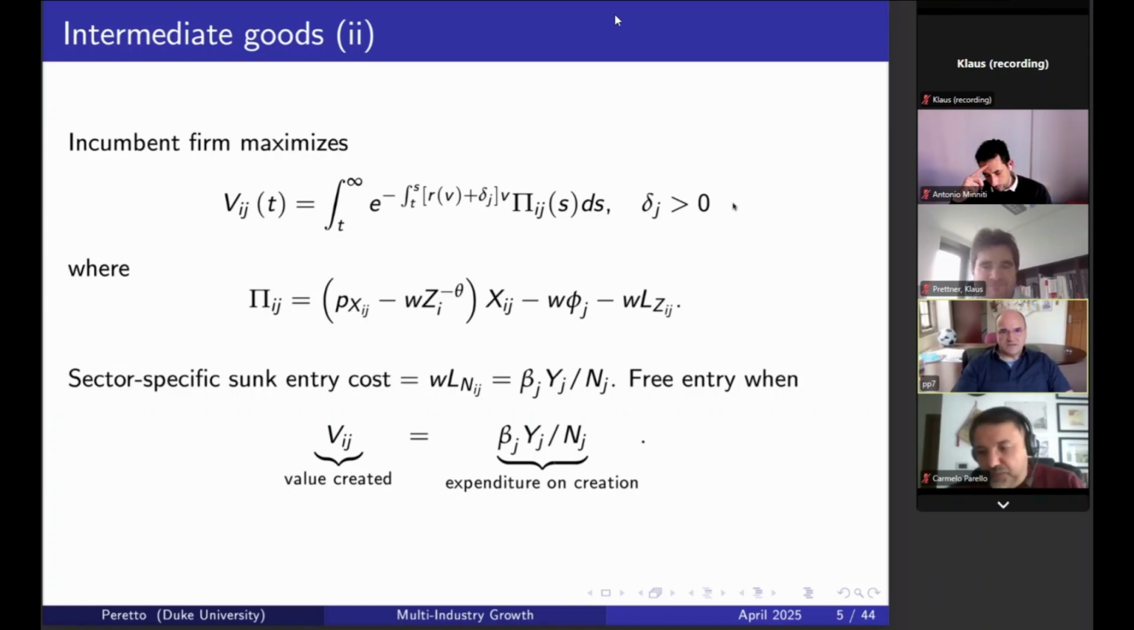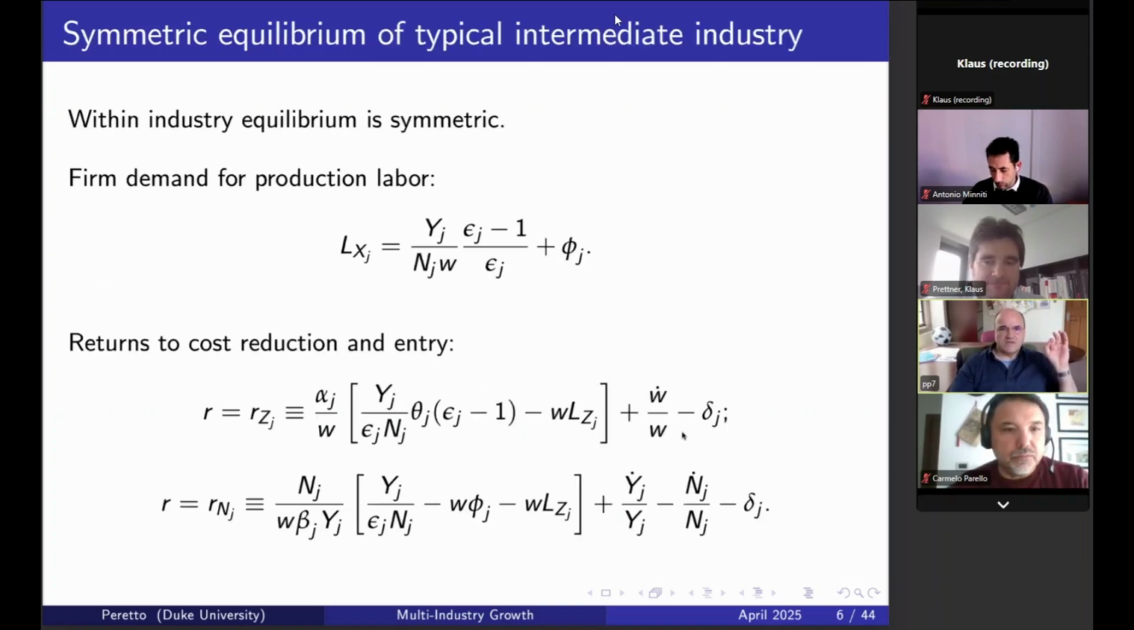The interesting thing is then there is a free entry condition that is industry specific. I can make the entry cost industry specific. So there could be industries with high entry costs, industries with low entry costs, and we already have an intuition about what that does to the equilibrium. Important thing is that aggregation. Excuse me, before that, there is a demand for labor in production within industry, and the equilibrium is symmetric.